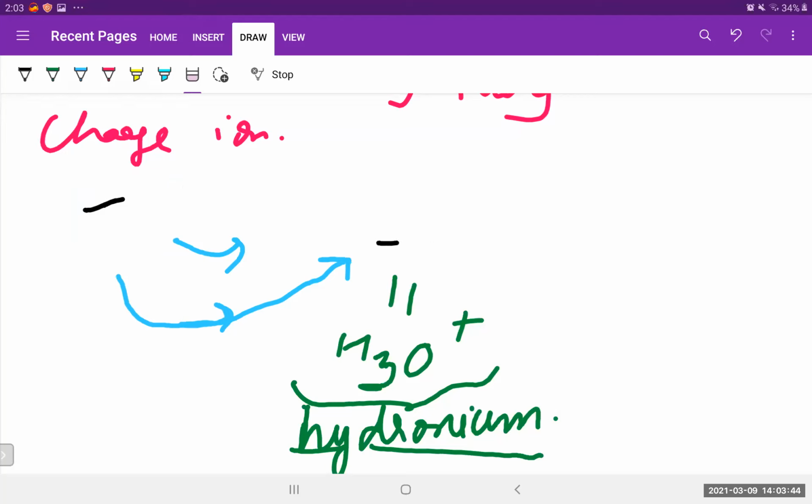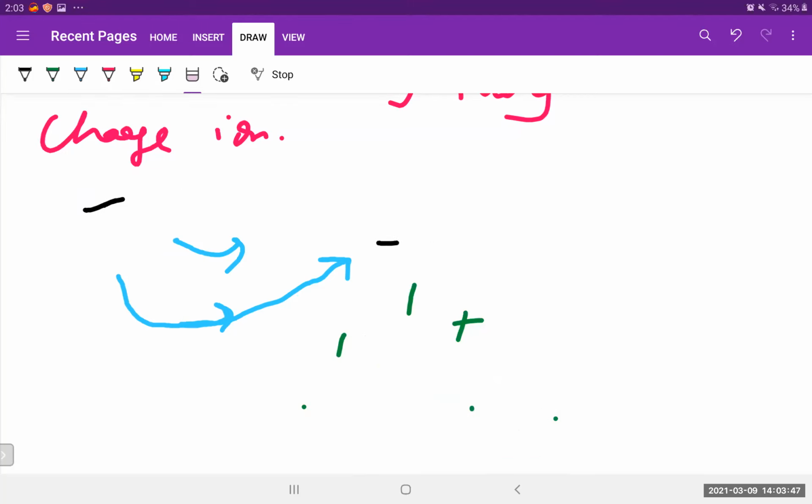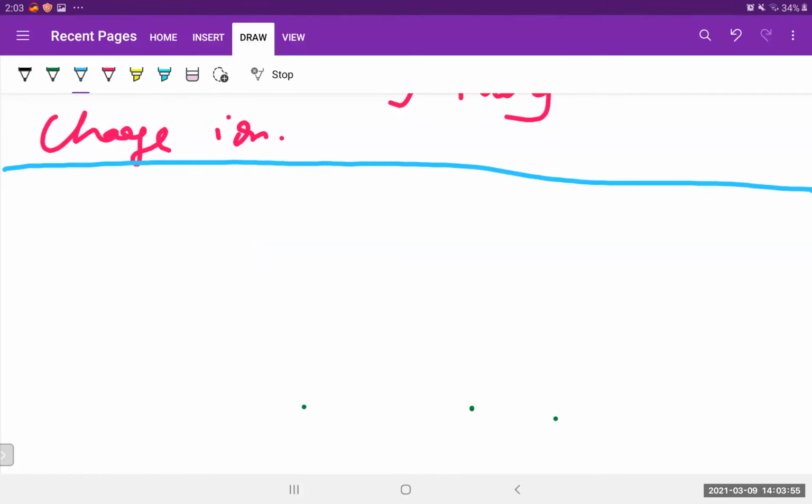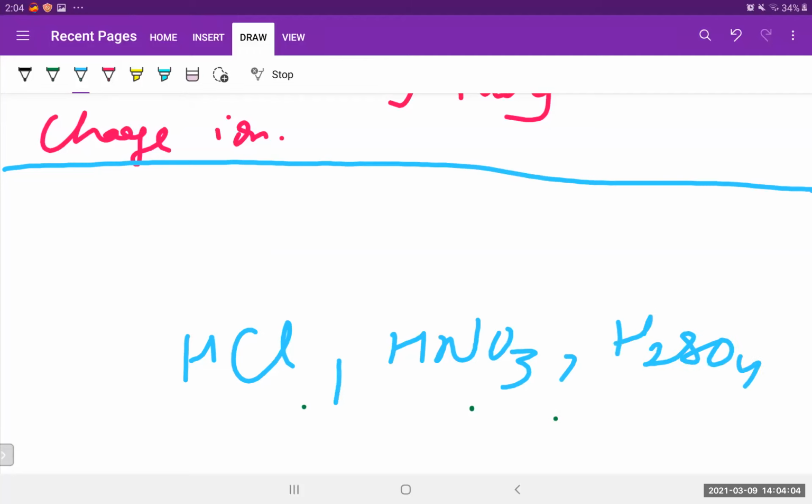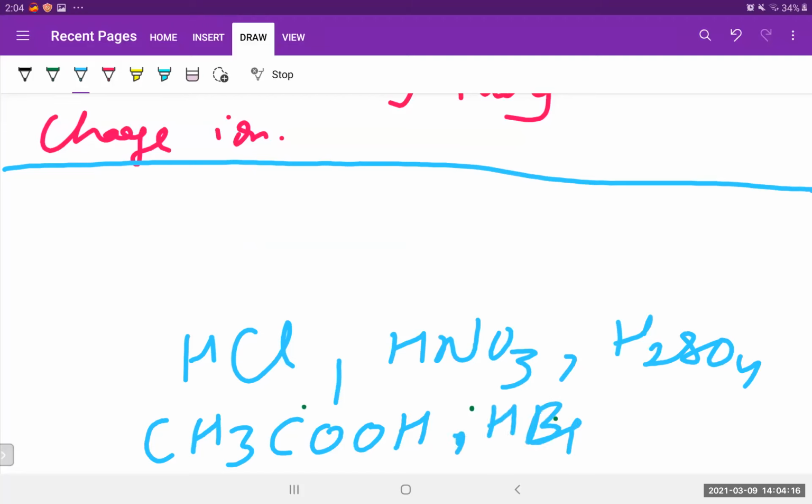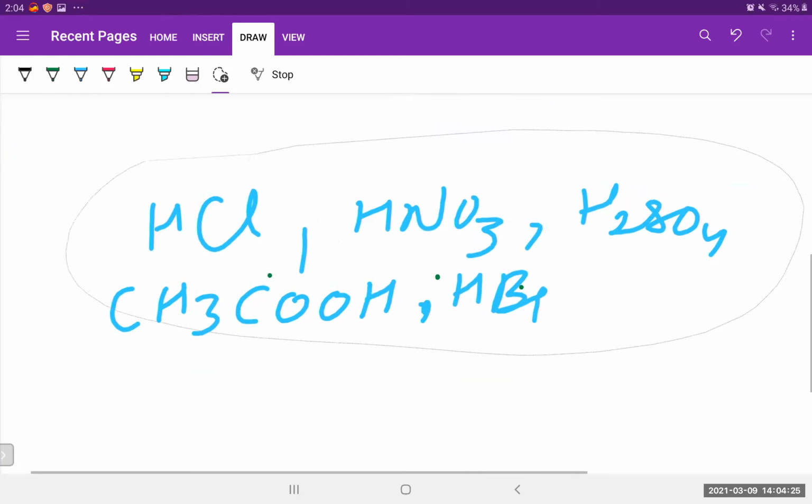Let's just erase everything. First of all, if you recall every acid in your mind, you must be getting that every acid has H, that is a hydrogen atom or ion, inside it. HCl, HNO3, H2SO4, yes or no? Acetic acid, CH3COOH, yes. What else? Hydrogen bromide, HBr. Now we'll discuss them in further slides. You are recalling that now, isn't it?